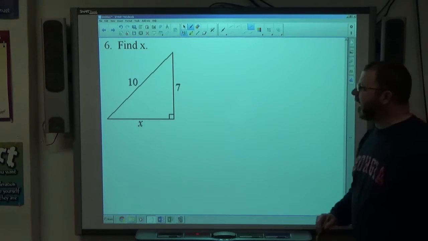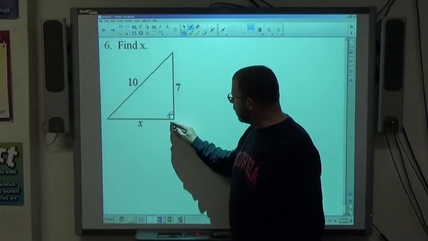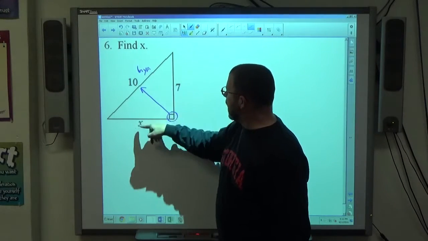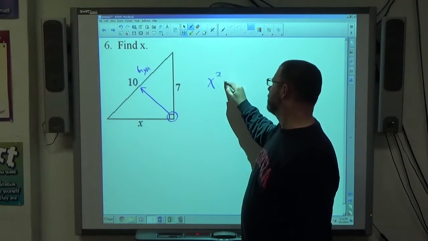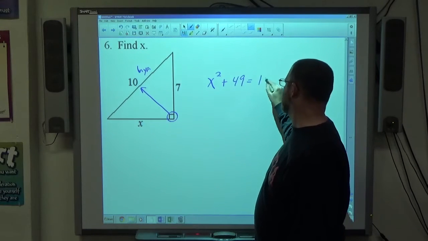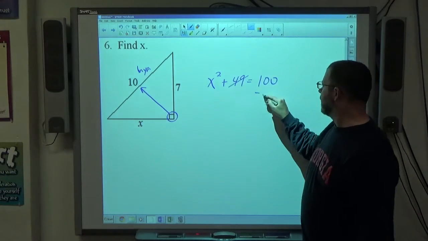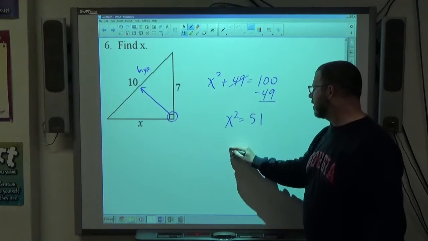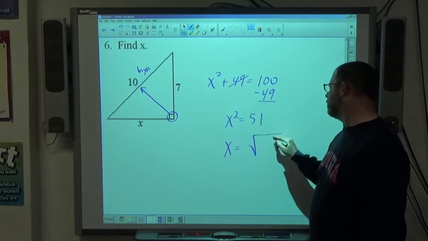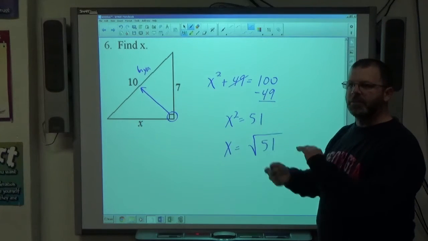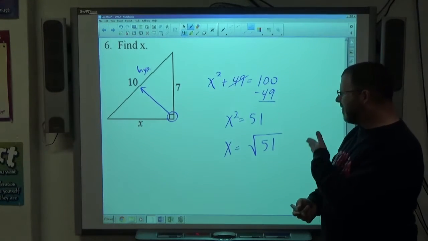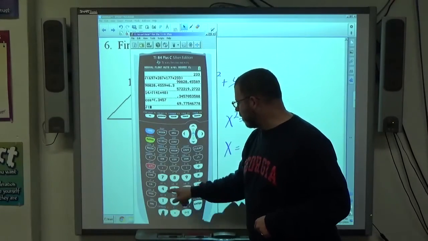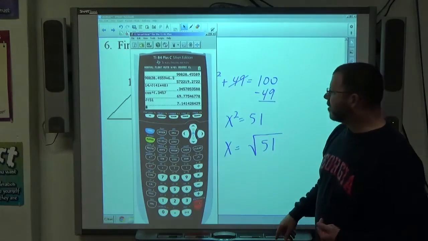Number 6, find x. Same issue. We have a right angle here. The hypotenuse is over here. The legs are x and 7. X squared plus 7 squared is equal to 10 squared. Move the 49 over. We're going to get x squared equals 51. So x equals plus or minus the square root of 51. Again, we're trying to find the length of a side, so we'll take the positive square root only. That's a fine answer. If you want to leave it like that, that's fine. If you type in square root 51 equals 7.14.